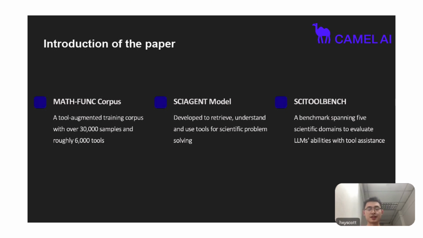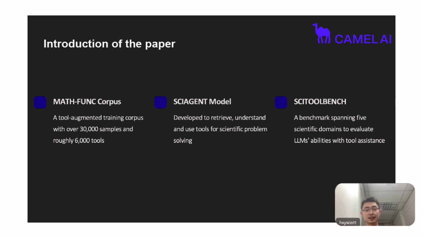There are actually three contributions for this paper. First, they came up with a training corpus called MathFunc. Essentially, they take a lot of sample questions and sample solutions. But most importantly, they also come up with about 6,000 tools such that the model can learn in what specific instances to use which tools in order to solve the problem correctly.